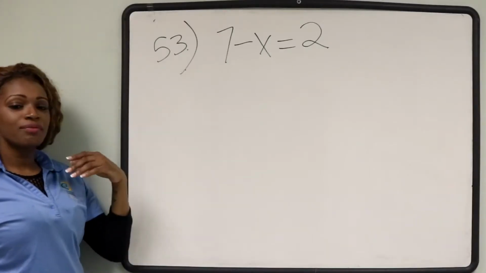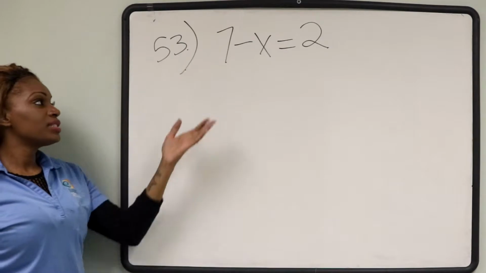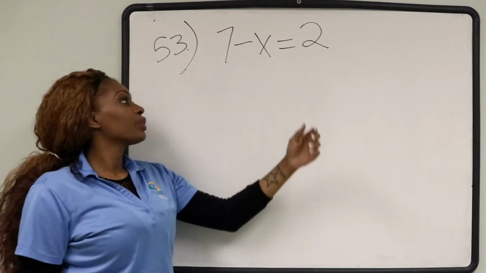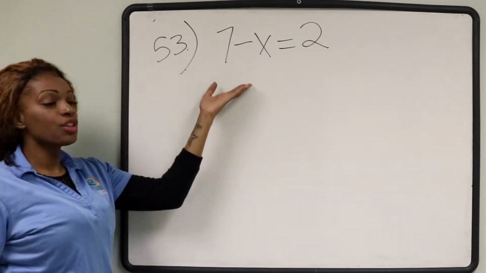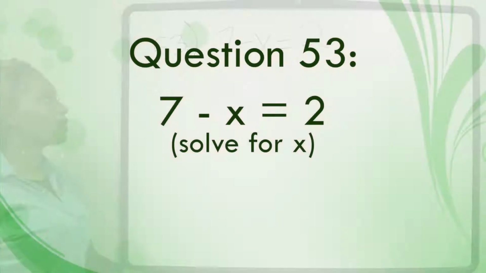Question number 53 on the Math 086 final review. 7 minus x equals 2. We simply want to solve for x, or get x by itself.